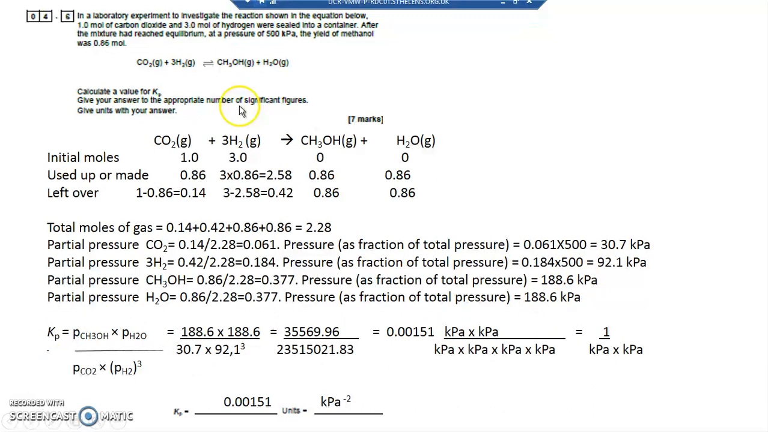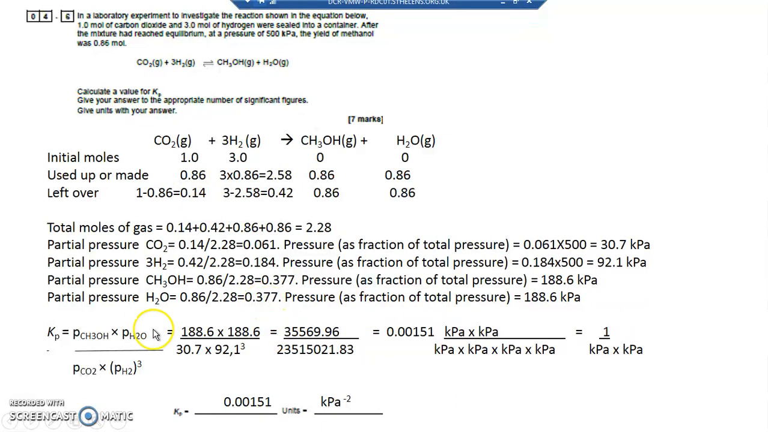Now, an equilibrium constant would be the concentration of methanol multiplied by the concentration of water divided by the concentration of carbon dioxide multiplied by the concentration of hydrogen to the power 3. It's the same for pressures, so I'm just replacing concentration with pressures, and I put these values in now. Each of these pressures, called partial pressures, I put those in and work out a value of 0.00151. So that's my equilibrium constant, or my Kp.